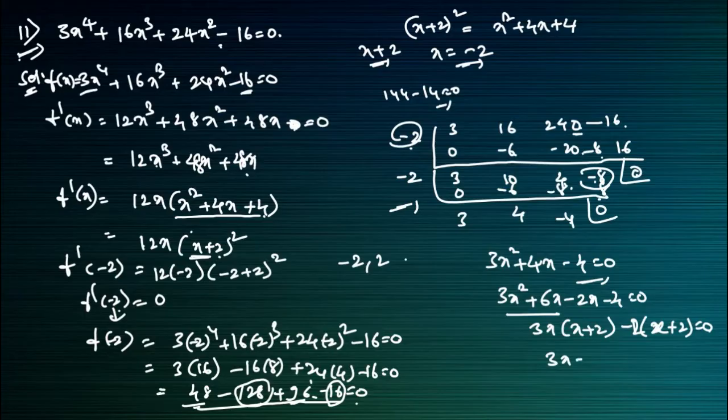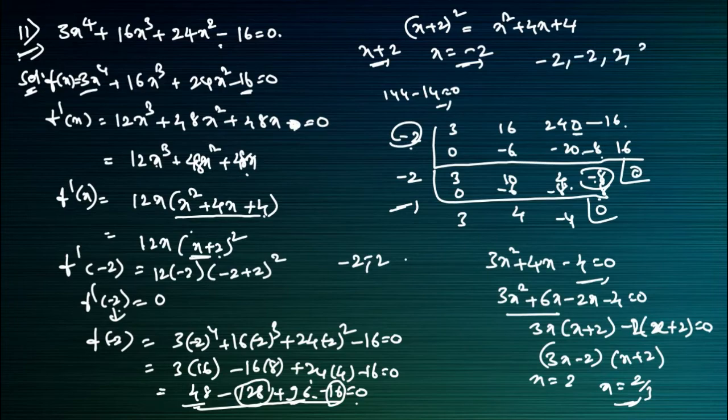Now 3x minus 2 and x plus 2 here. So x is equal to 2 by 3 and x is equal to minus 2. So these are the other two factors. Total factors are 4 here. So the multiple roots minus 2, minus 2, 2 and 2 by 3 are the 4 roots we'll get from this.